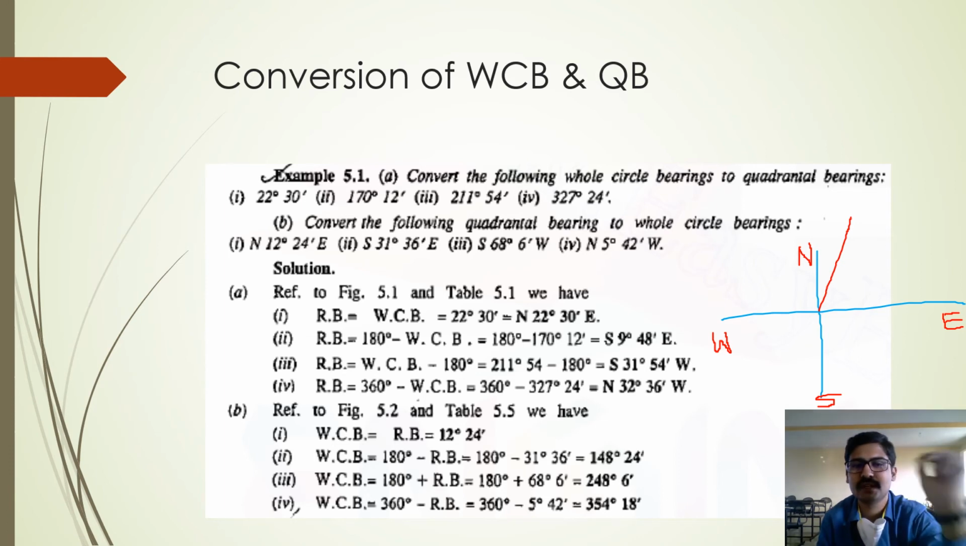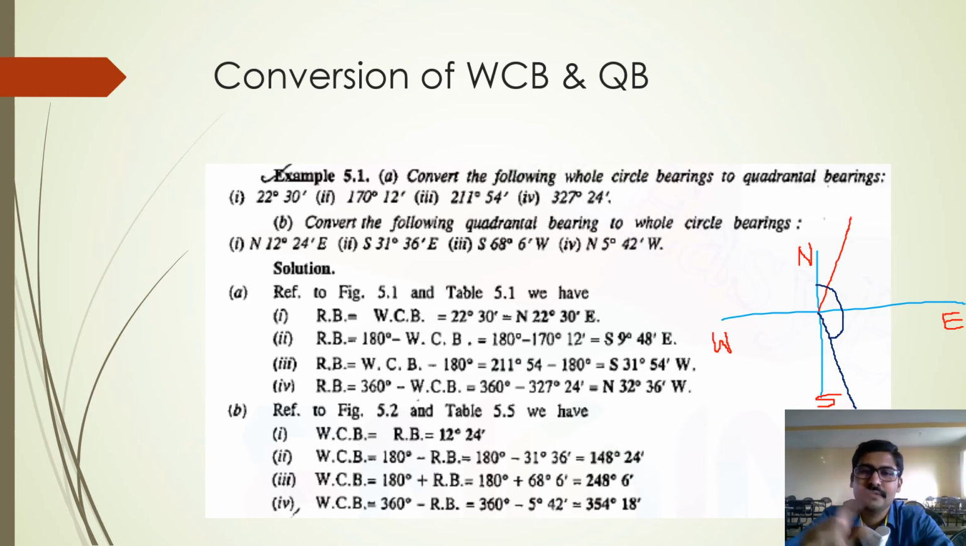The second example is 170 degrees 12 minutes. I will take a darker blue line. So 170 degrees 12 minutes, 170 degrees from north, right? From north, 170 degrees means almost nearer to south, isn't it? Look at this line, right? So this complete angle is given as 170 degrees 12 minutes, and this line is nearer to south.